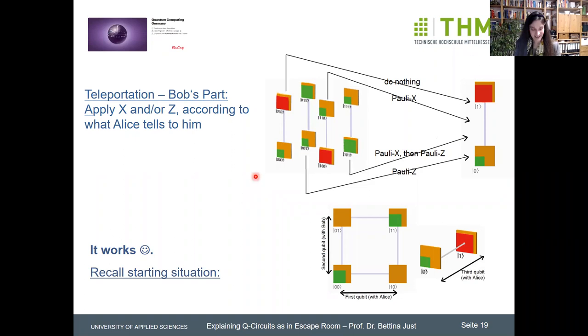Is there another example or other questions up to now?